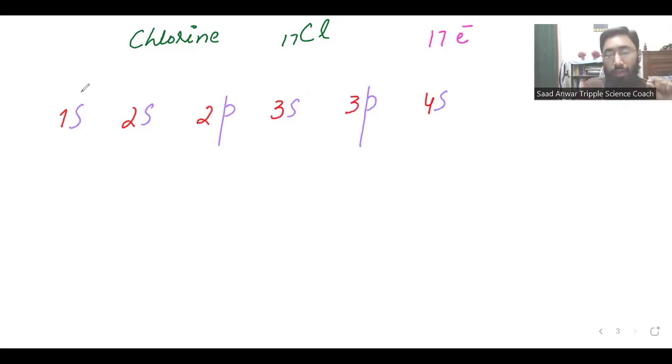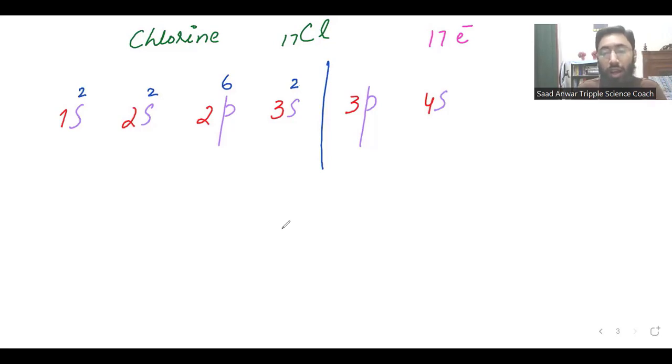In this s subshell I can put 2. In this s subshell I can put 2. In the 2p subshell I can put 6. In this subshell I can put 2. And in this 3p, okay. Up till now, how many electrons have been arranged? Total I have to arrange 17, but up till now, how many have been arranged? Yes, you are right.